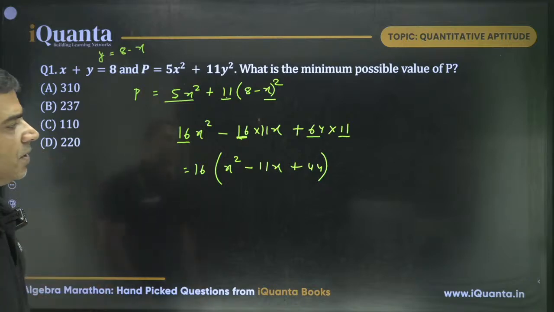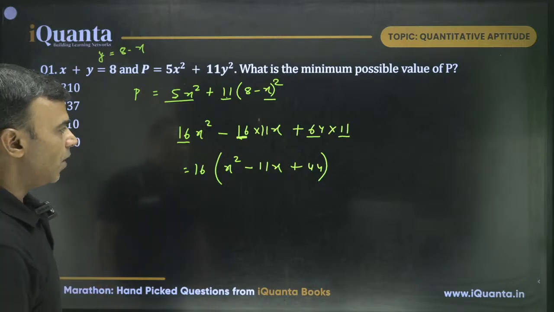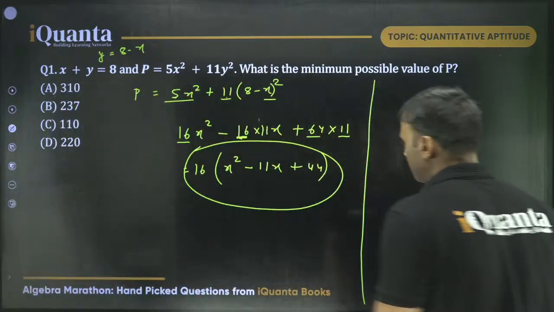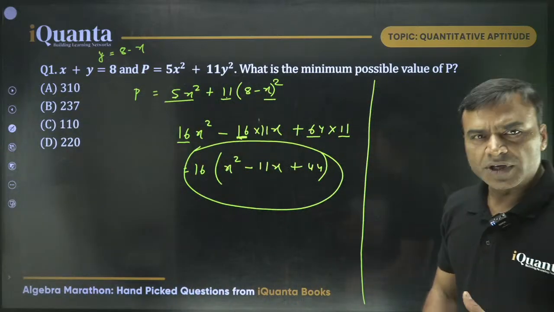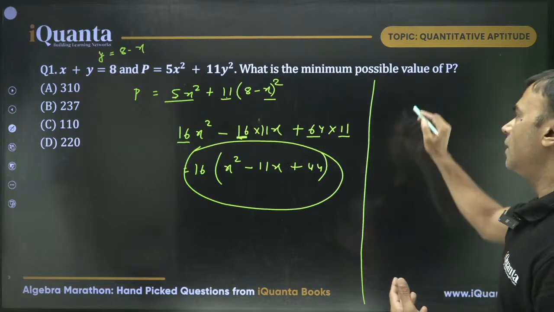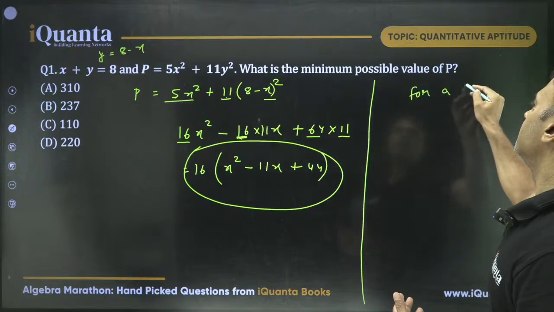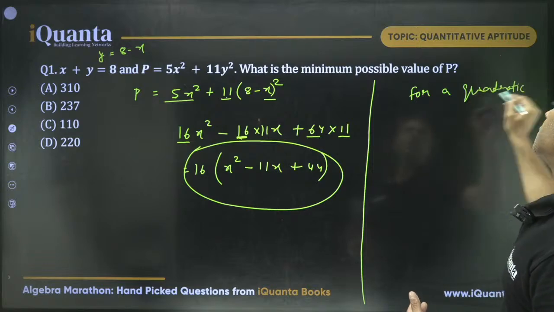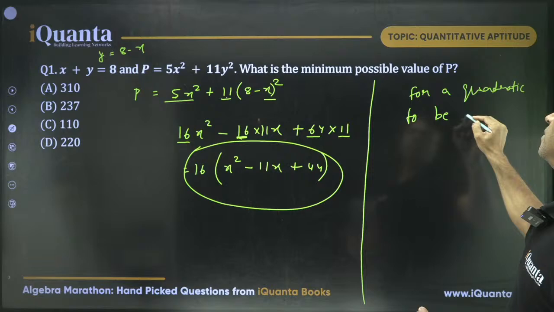Yeah, that's it. This is good enough. Now, I want this to be minimum. This is a quadratic expression. यहाँ पे भी I think ये तो थोड़ा सा छोटा रूल है जो कि काफ़ी पॉपुलर रूल है, so everybody would know that. For a quadratic to be minimum, what is the rule?